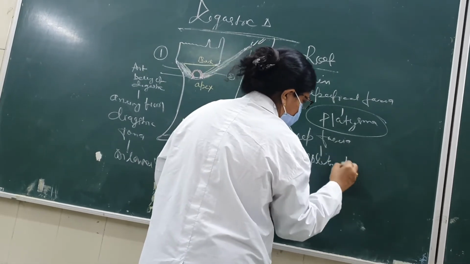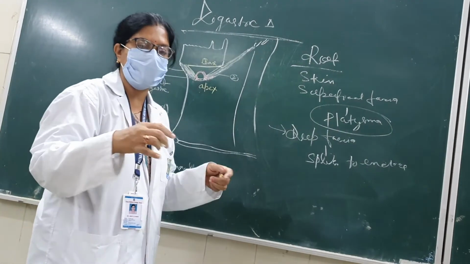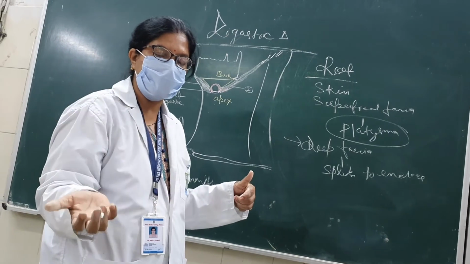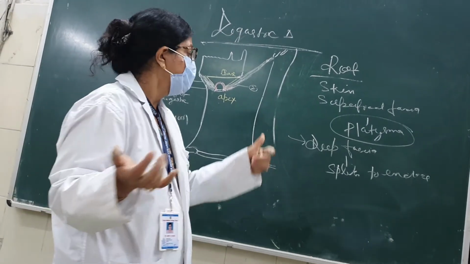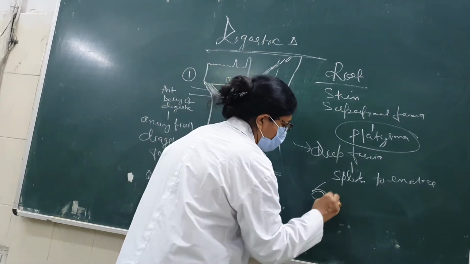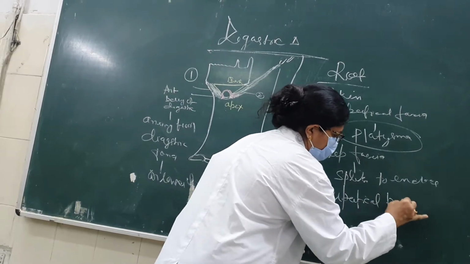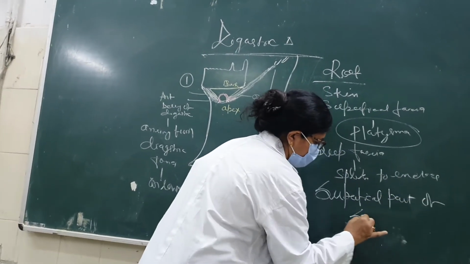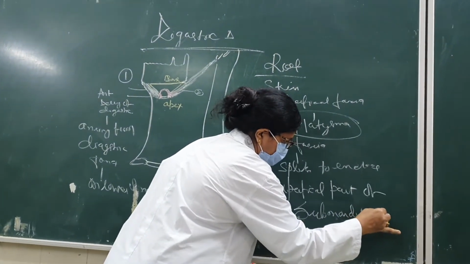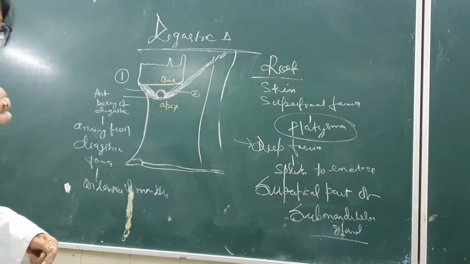Deep fascia here in this region splits to enclose what? Deep fascia is a property. It splits and encloses everything, then rejoins, then again splits. So it encloses various glands and various muscles. So here deep fascia encloses what? The superficial part of your submandibular gland.